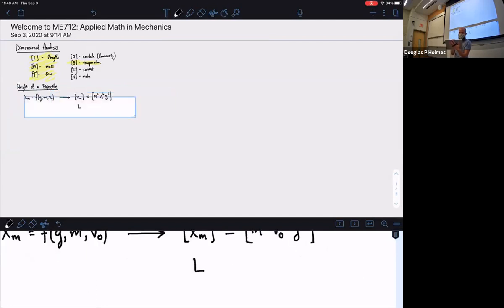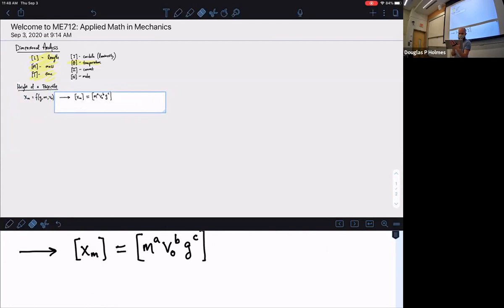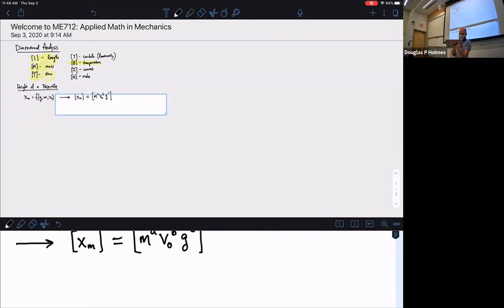And then I can look at each term. The units on the left-hand side is a length, obviously, a height is a length. That has to be equal to something with the units of mass to the A. Velocity, what's in the fundamental dimensions, how do we write velocity? L divided by T. Exactly, so we'll take the length divided by time to the B. And gravity? L divided by T squared.